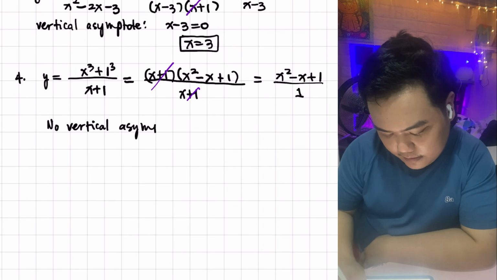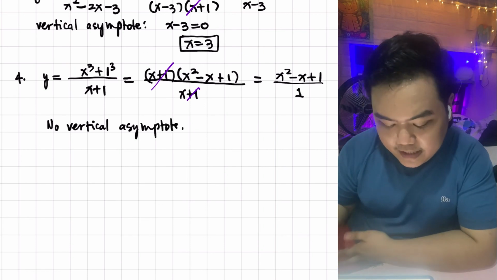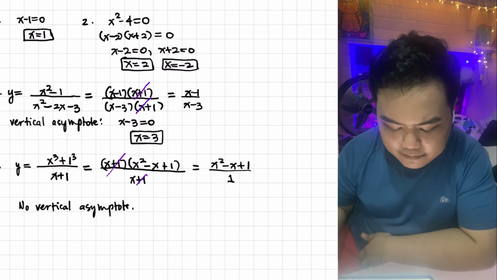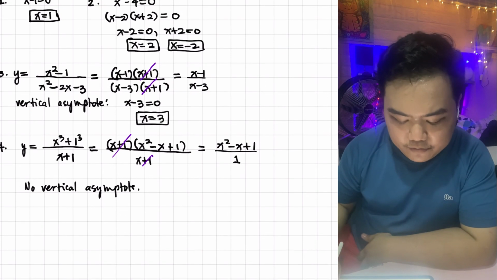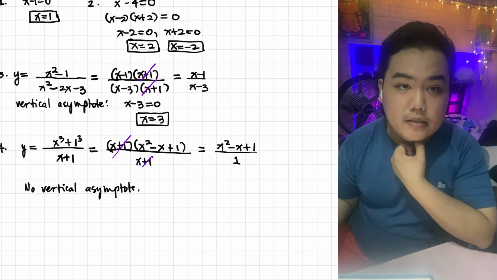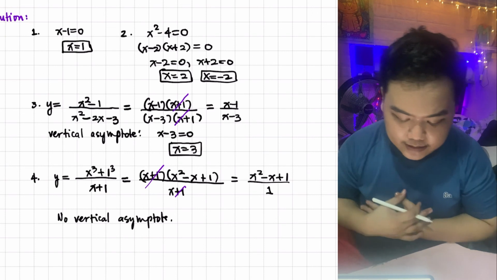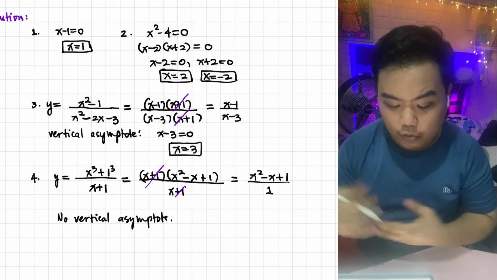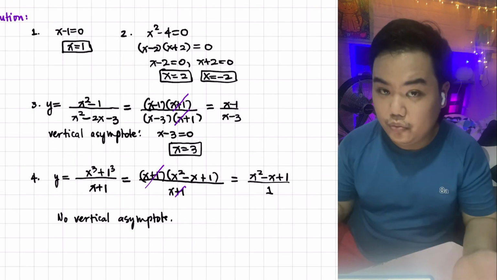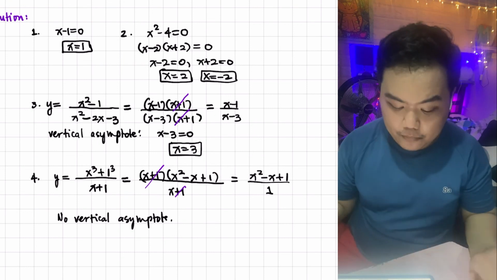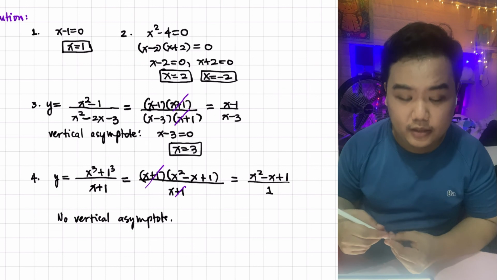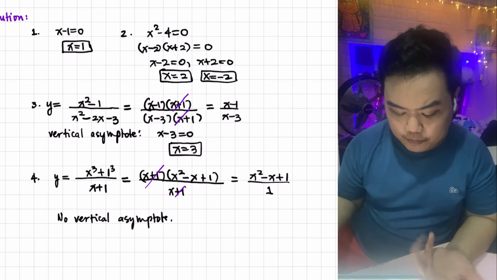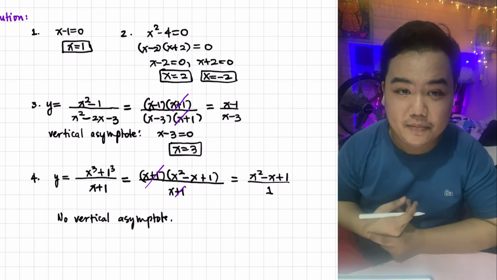Sulat natin. So, aside from computing the vertical asymptote, what have we learned from these examples? So, natutunan natin dito sa examples na ito that a rational function can have 1, 2, actually even more vertical asymptotes. And at the same time, pwede ring wala rin siyang vertical asymptotes.